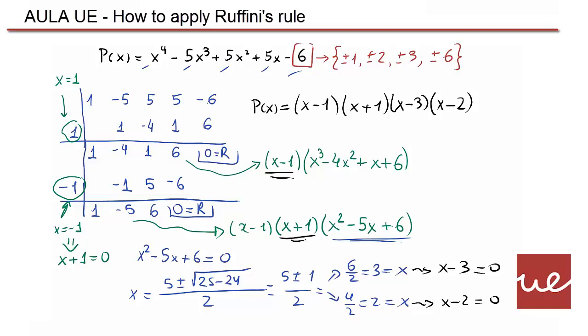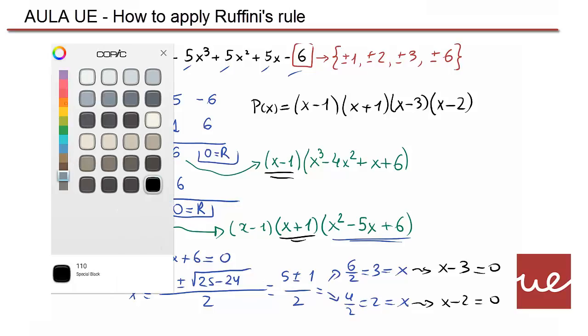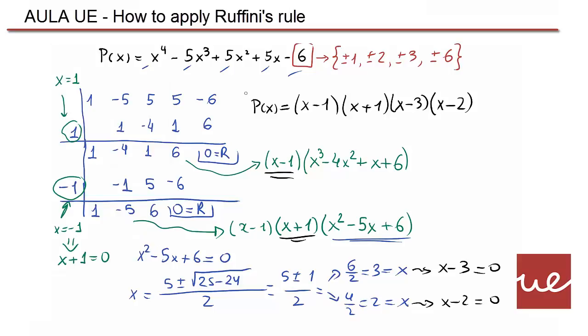We have 4 terms, and of course you can check that these are the roots of your polynomial just by replacing them.